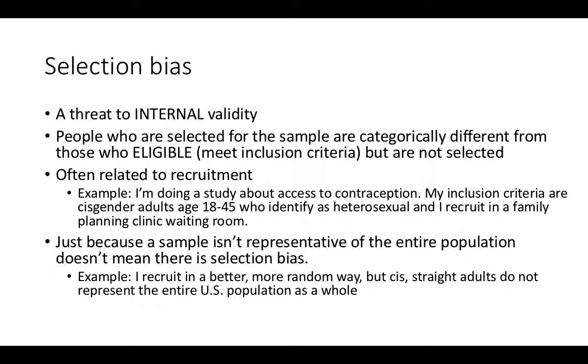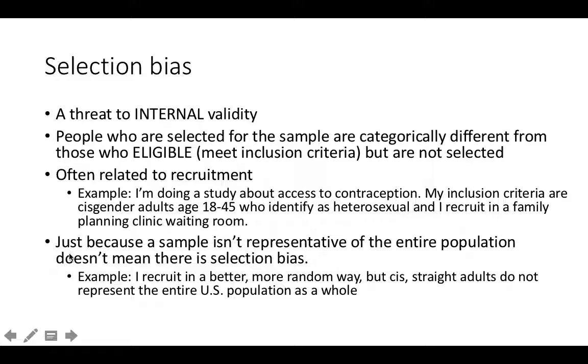And so let's say I recruit in a family planning clinic waiting room. So there's categorically something different about the cisgender adults who identify as straight and who are in a sexual and reproductive health clinic waiting room. They might be different from people who are also cisgender adults who are also straight but don't have access to contraception. So this means because I'm recruiting in a family planning clinic waiting room, I might not be getting great information about access to contraception, since my sampling method and my recruitment strategy is categorically excluding people who don't have access to family planning clinics.